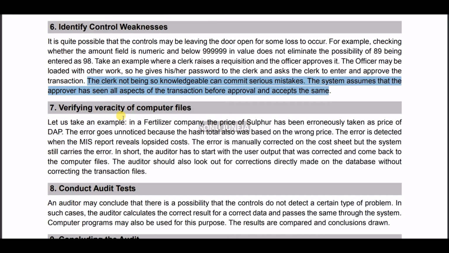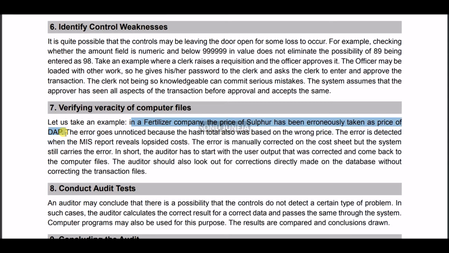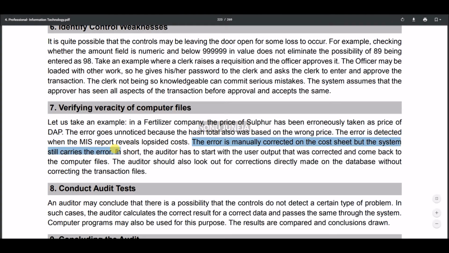Now verifying the veracity of computer files. Let us take an example. In a fertilizer company, the price of sulfur has been erroneously taken as the price of DAP. The error goes unnoticed because the hash total was also based on the wrong price. The error is detected when the MIS report reveals a lopsided cost. The error is manually corrected on the cost sheet, but the system still carries the error. In short, the auditor has to start from the user output that was corrected and come back to the computer files.